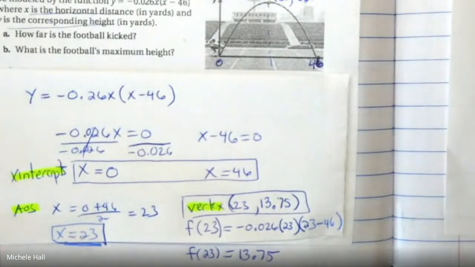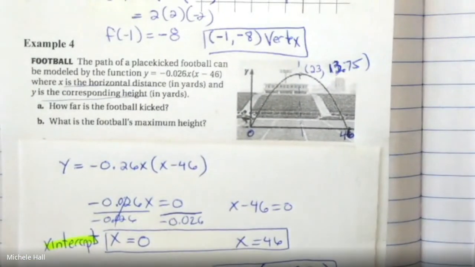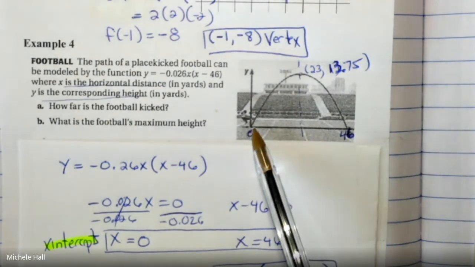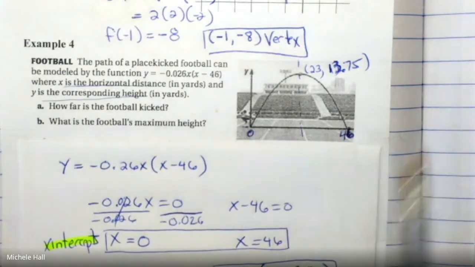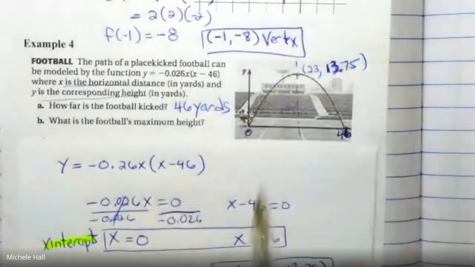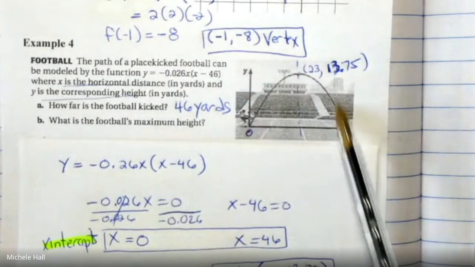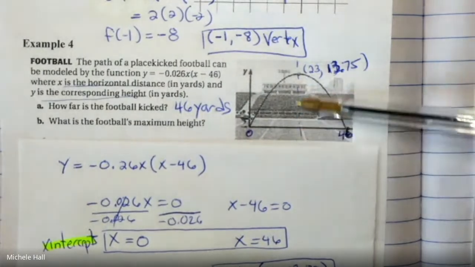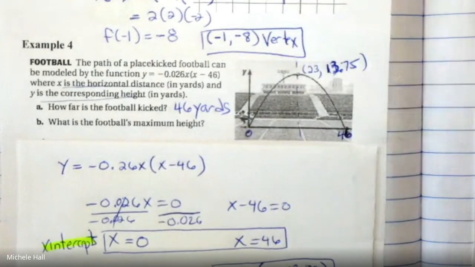All right, let's read the question again and see what they're asking us. How far is the football kicked? X is the horizontal distance. So from here to 46 yards. What is the football's maximum height? Well, here's my max. The maximum height is talking about the y value, and that would be 13.75 yards.